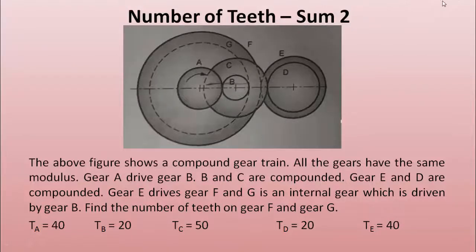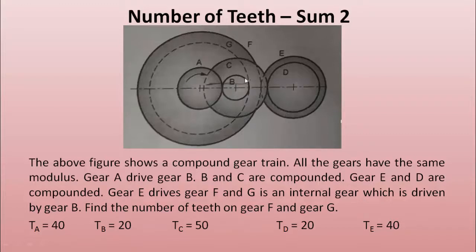So this is the second sum in which we'll be finding only the number of teeth on all the gears. In this question, you will see that there are two compounded gear trains. Okay, so A is your driver. So A is rotating in clockwise direction. A is directly meshed with B. So because of the clockwise rotation of A, B starts rotating in anti-clockwise direction.